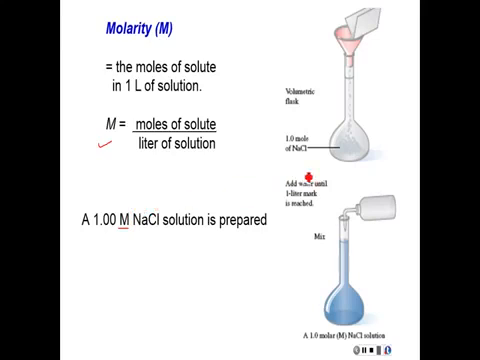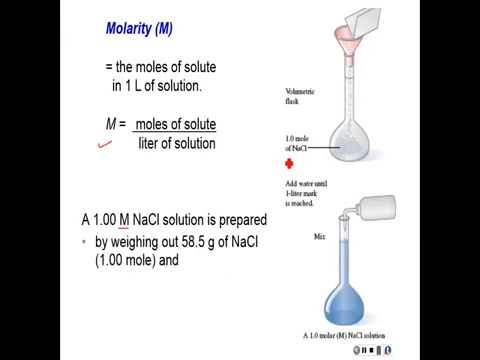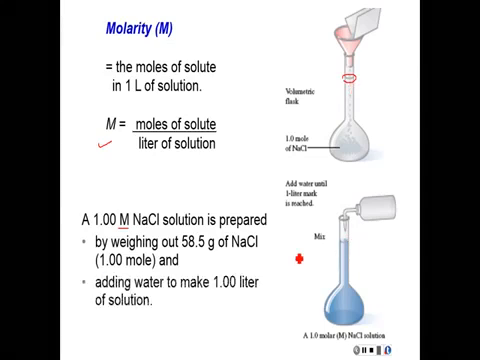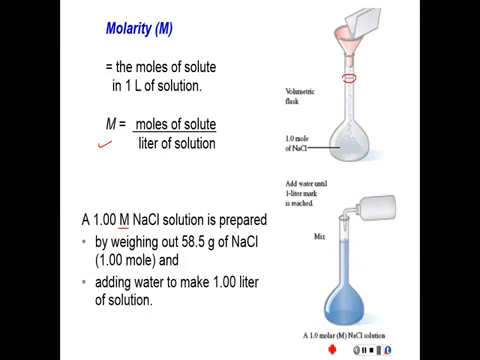So let's see, here's our example. Let's say you weigh out how much a mole of sodium chloride would weigh. That would be 58.5 grams. That's its molar mass. And then we put it into this flask. This is called a volumetric flask. You see there's one little line up here. That's the only graduation on it. And then you add water until you get to that line, and that means you'd have a liter of it. And that's how you would make up a 1.00 molar sodium chloride solution.